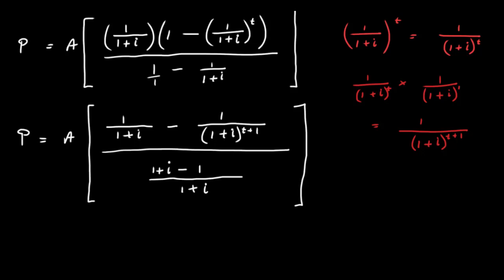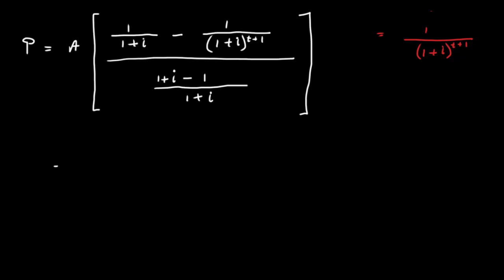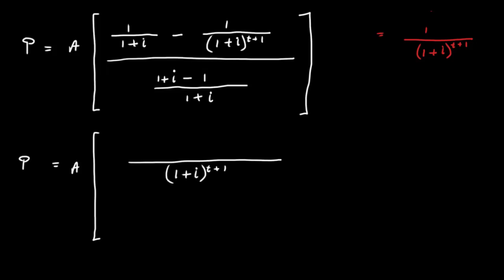Okay, so that's the next step. Let's move it up here a little bit and do the next line. So we have P on this side, we have A here, and let's continue on. The next thing I'm going to do is add the two fractions at the top. To add them, you can see you've got a common denominator of (1 plus i) to the power of t plus 1. So let's do that. I'm going to take our two fractions on the top. Common denominator is (1 plus i) to the power of t plus 1.